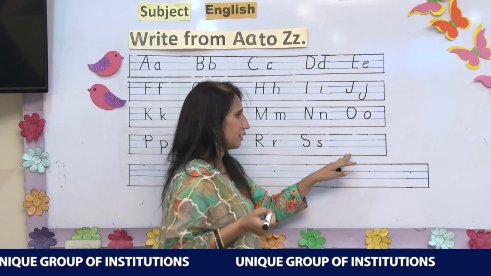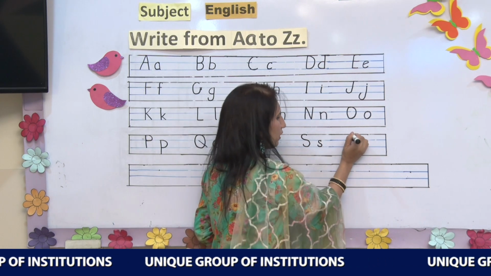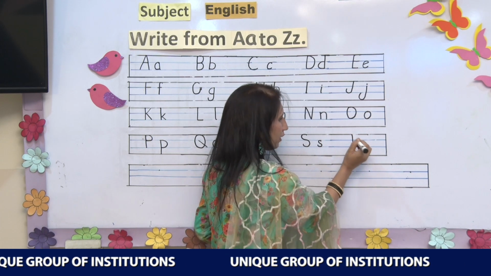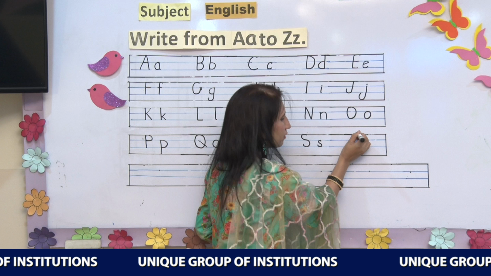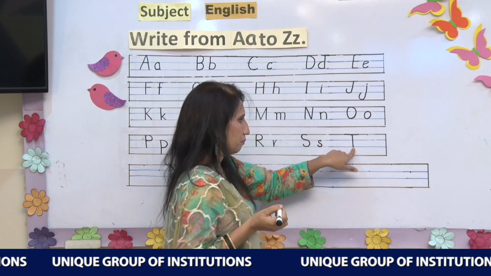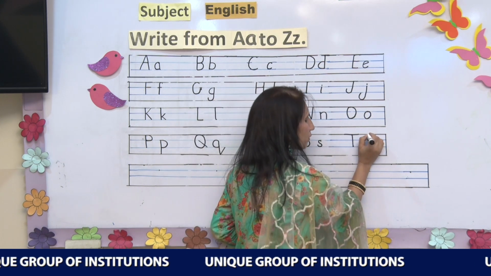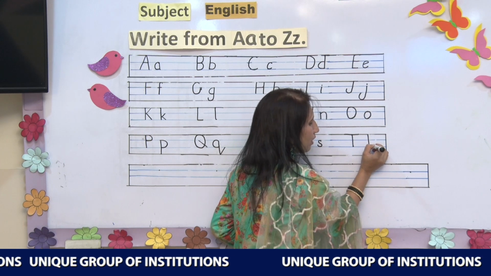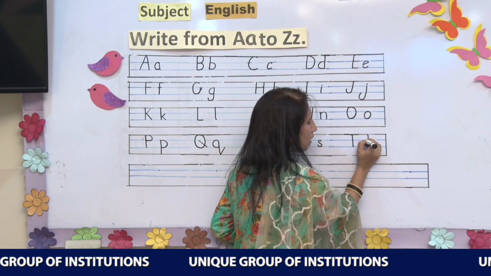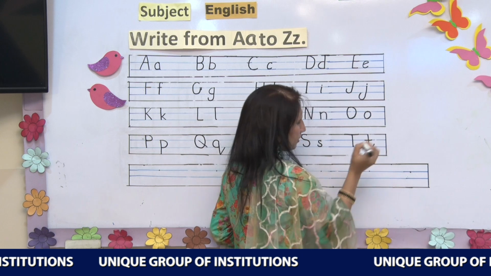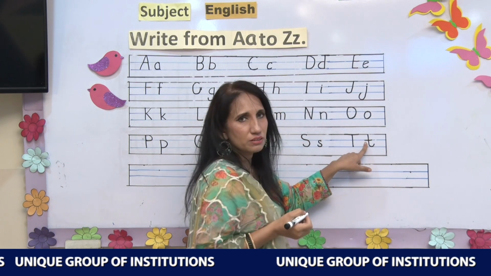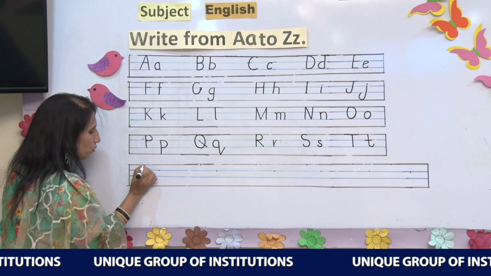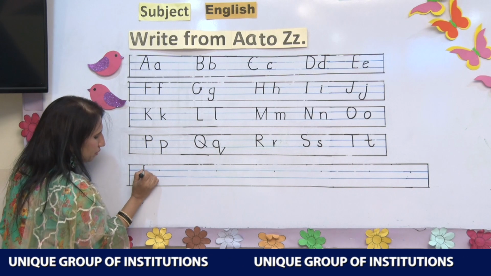After S we will write letter T. For letter T we will have a standing line and then a sleeping line. Very simple. This is the capital one. For the small one, again we will have a standing line and we will just lightly round it, and we will have a sleeping line over here in the second line. So this is T.